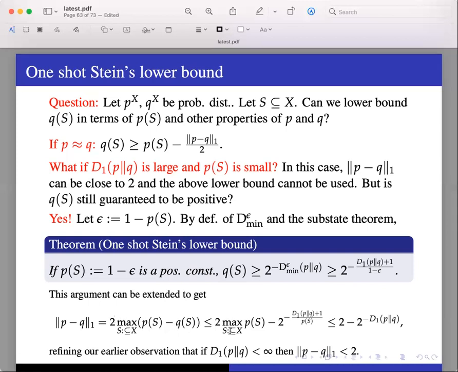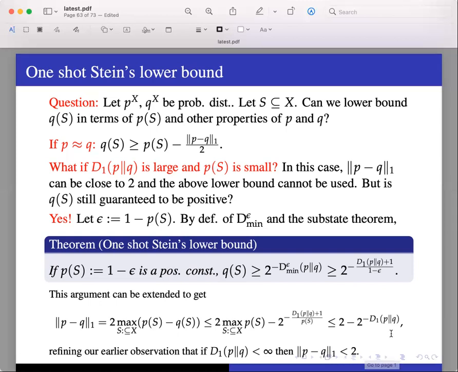And now I'm going to apply this, okay? So for Q, I'm going to apply this lower bound, get this inequality. And then you can do some calculus and check what is the value of P(S) which maximizes this. It turns out the maximizing value of P(S) is 1. And once I plug that in, I get this. So this refines our earlier observation.